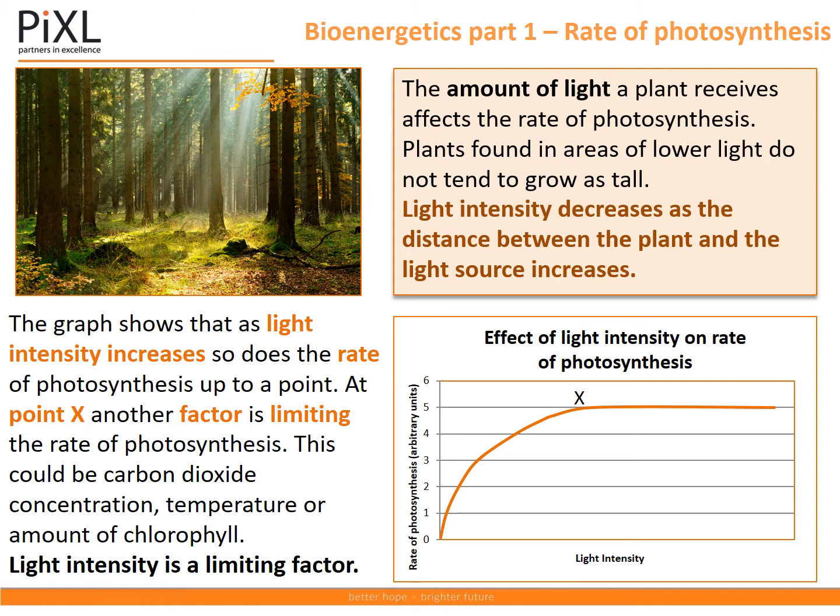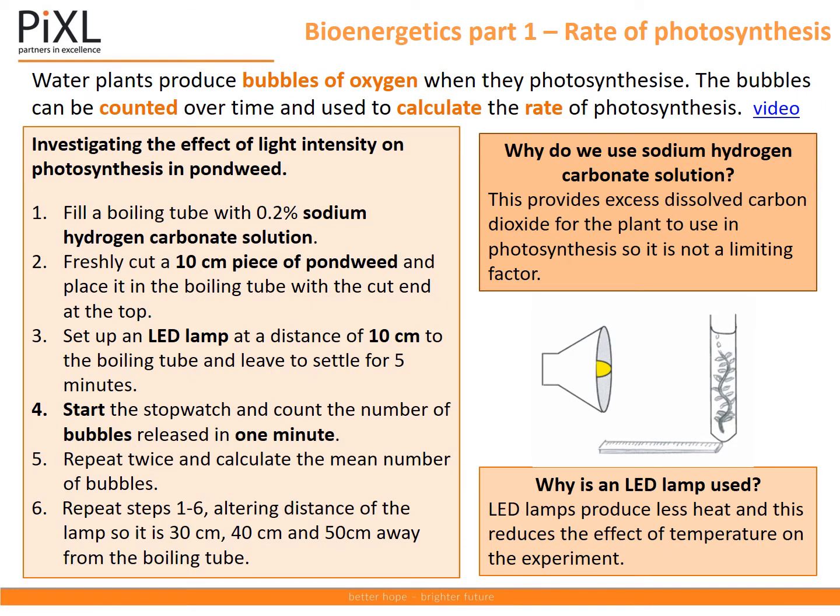Okay. So in this section, there is the required practical, which you saw the video for. And one way in which we can measure the rate of photosynthesis is to use an aquatic plant, so a water plant like pondweed, and we can count the number of bubbles that it produces. And we presume that the bubbles are going to be oxygen.